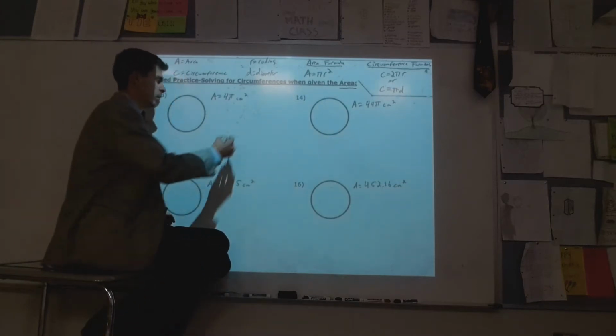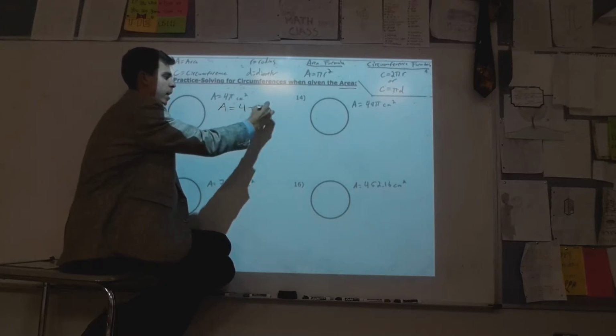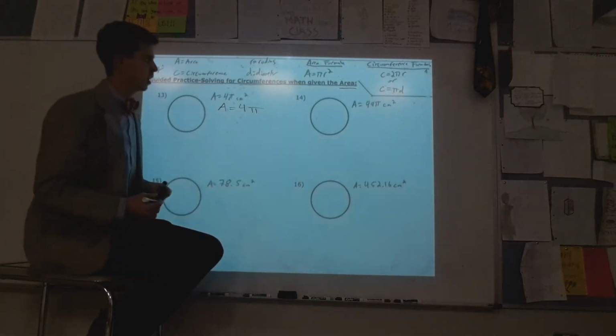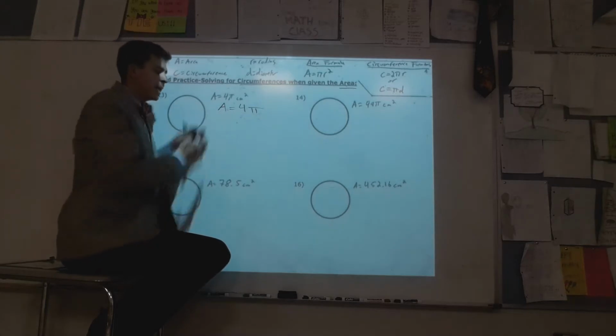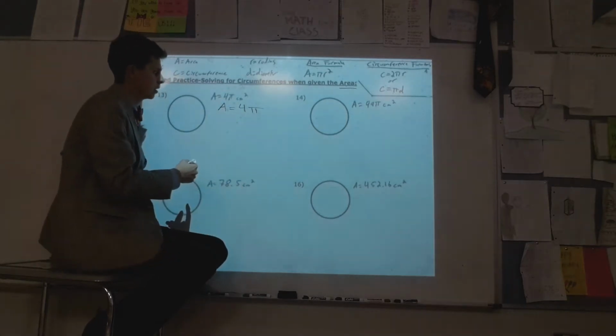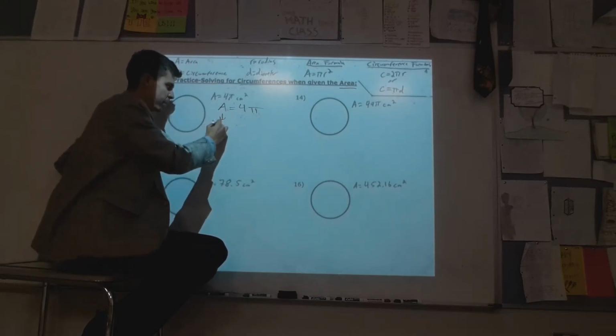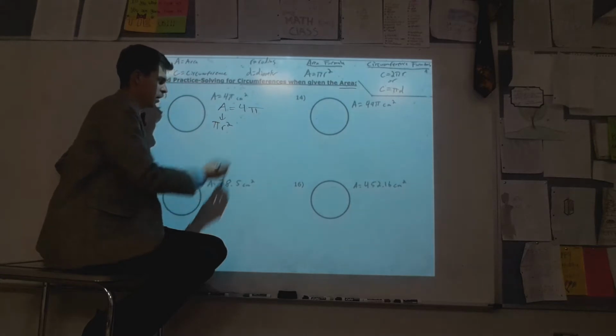So I'm going to rewrite this here. We have area is equal to 4 times pi. I'm just rewriting it here. But what is the area formula? Well, it's pi r squared. So I can just write area here as pi r squared.